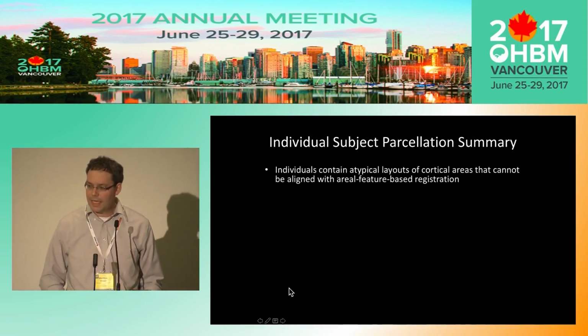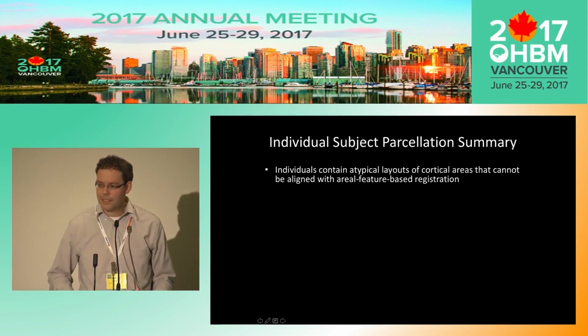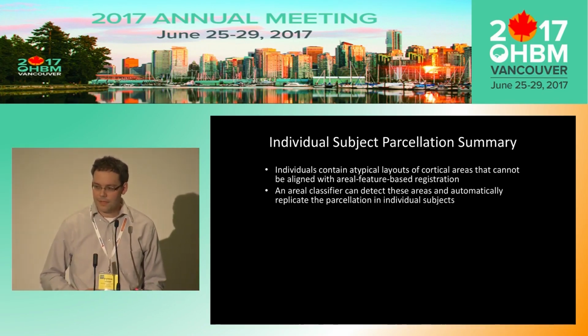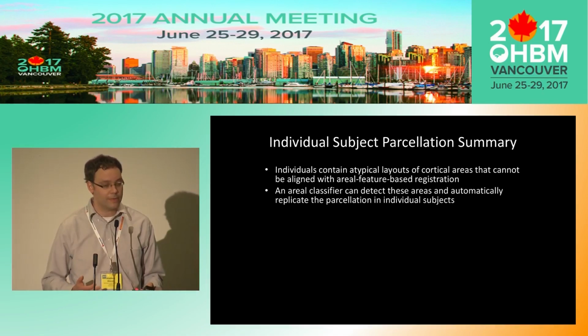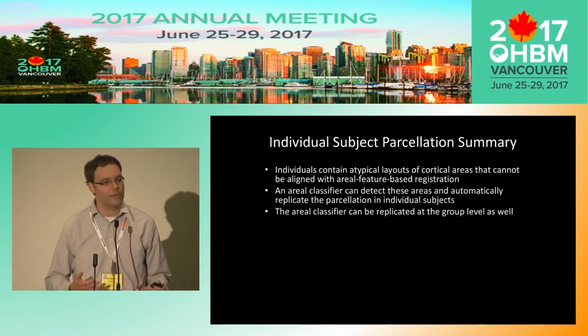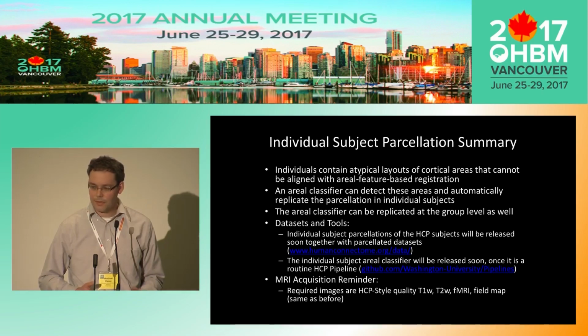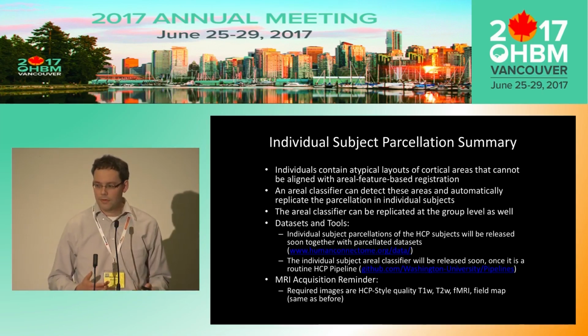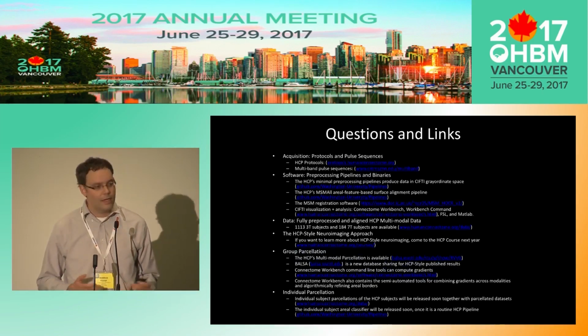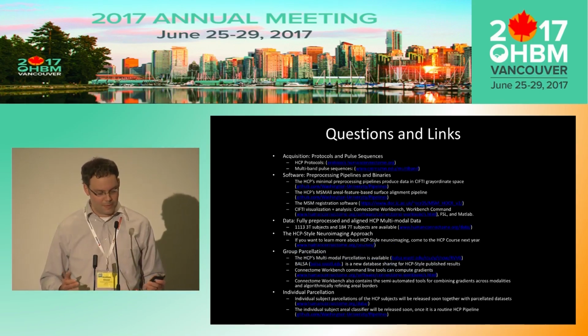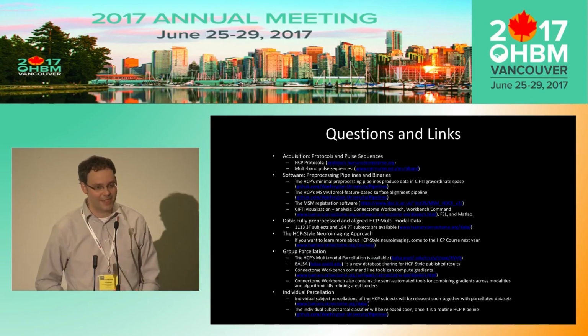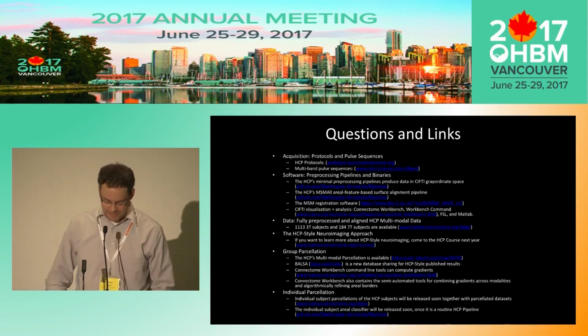So individuals contain atypical layouts of cortical areas that cannot be aligned with areal feature-based registration, but we're able to detect them with the classifier. We replicate the parcellation at the group level. We have these things to be available soon. Again, T1, T2, fMRI, and field map, and I'm only 3 minutes over. So I'll take questions. Thank you.